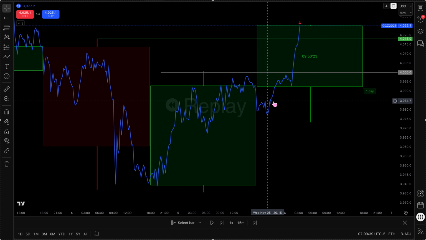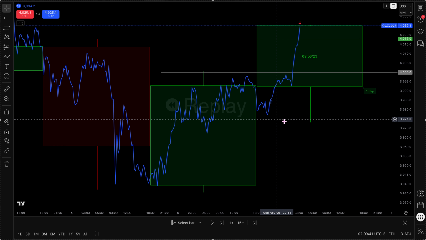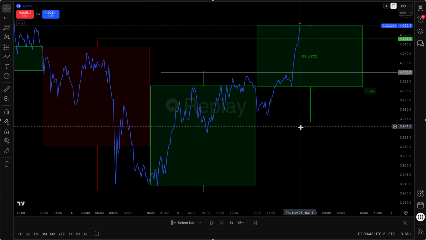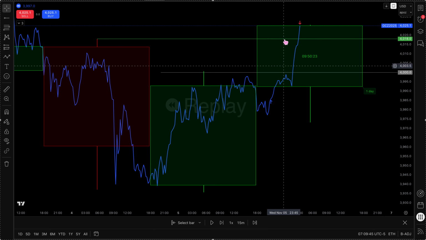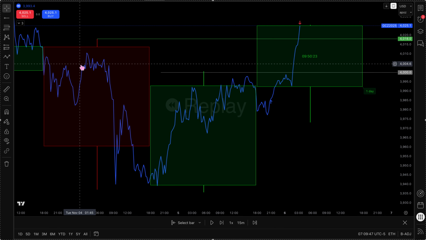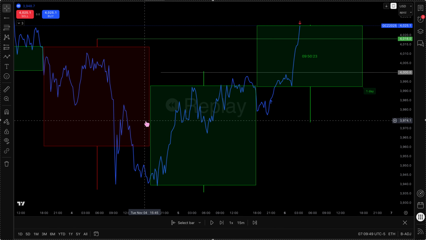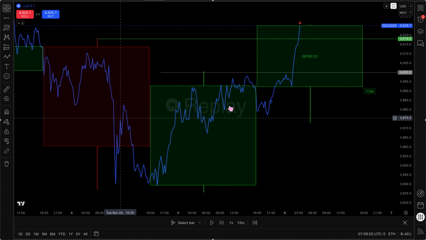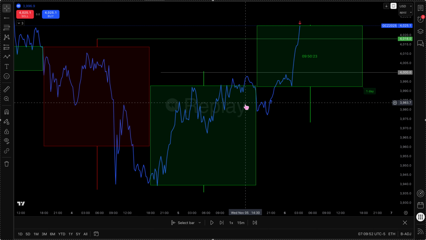Once it breaks that, right, you're buying here. Stop loss below the low of this candle, and then you look for it to go up higher. And this is a simple CRT model you can use. Now this is just a reversal model of this, right?